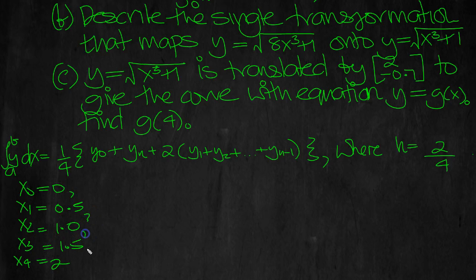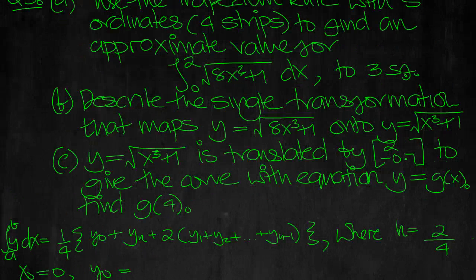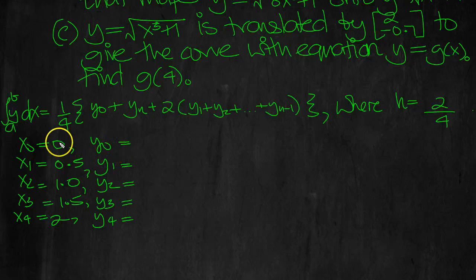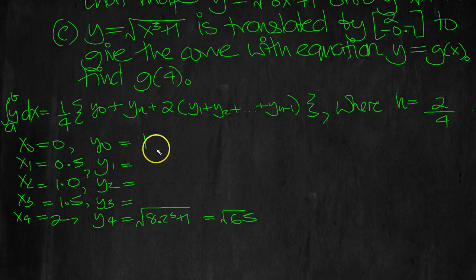Okay, and then we need to work out the y ordinates, of course. y0, y1, y2, y3, and y4. And what is it? Let's have a look. It's the square root of 8x cubed plus 1. 8x cubed, that's 0. 0 cubed is 0, times 8 is 0, plus 1, so it's just 1. And then let's do the last one: the square root of 8 times 2 cubed plus 1. 65, that one.